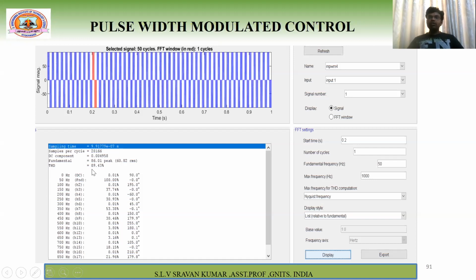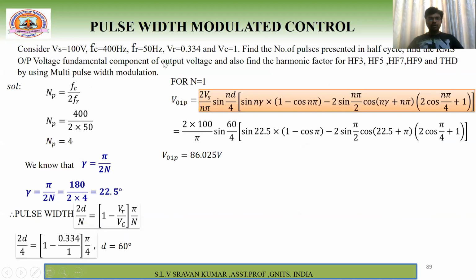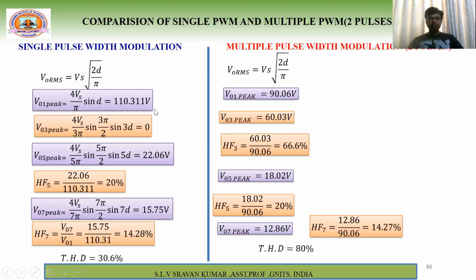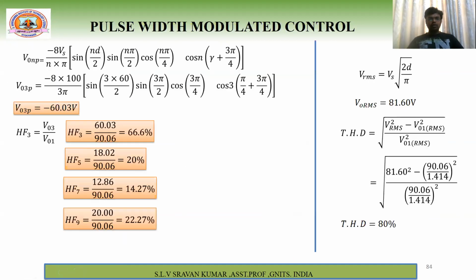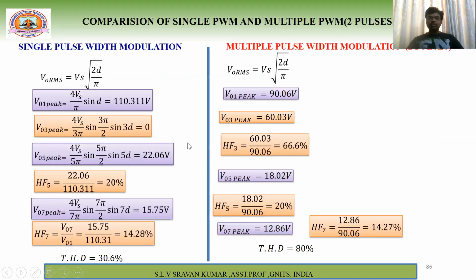For example, if you go for the sinusoidal PWM, what is the reference wave? Yeah, this is the reference wave. In sinusoidal PWM, that reference wave is sinusoidal. So when you have a sinusoidal reference, the lower order harmonics are reduced. Here we are using a constant magnitude, so that's why the lower order harmonics are still present.